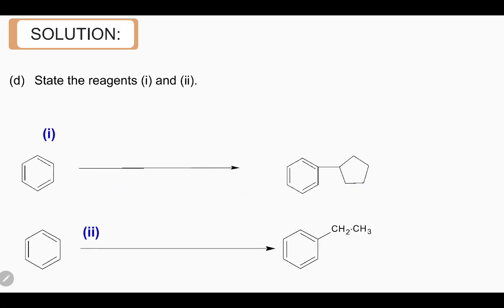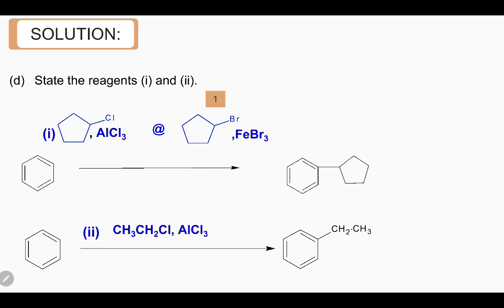State the reagents of 1 and 2. Number 1, use a suitable haloalkane with the corresponding Lewis acid. Number 2, in this reaction, similarly, you must choose the correct haloalkane with the corresponding Lewis acid, which means that for the halogen of the haloalkane, if chlorine, you must use a Lewis acid with chlorine. If the haloalkane has bromine, the suitable Lewis acid must also incorporate bromine.